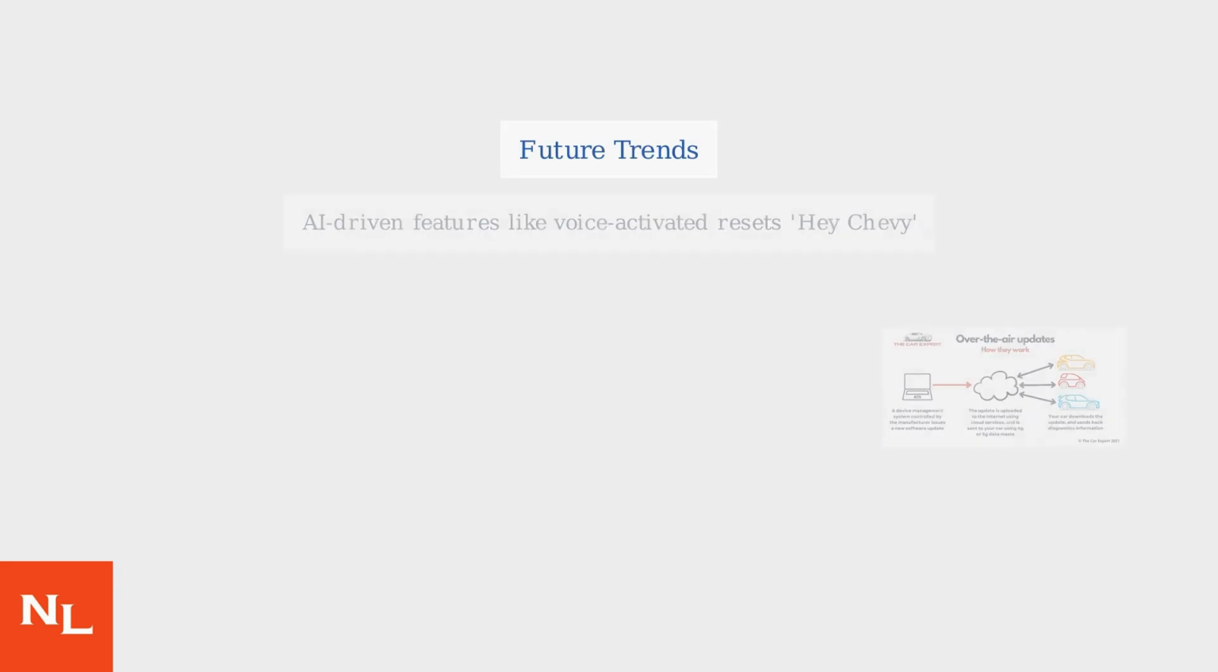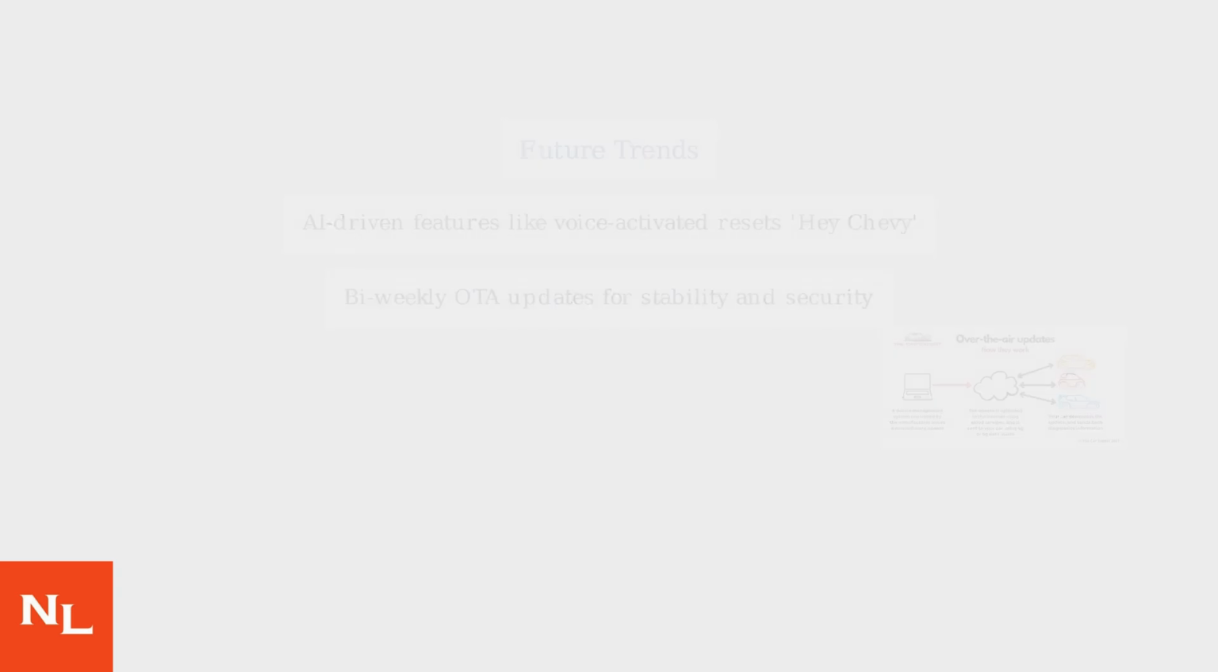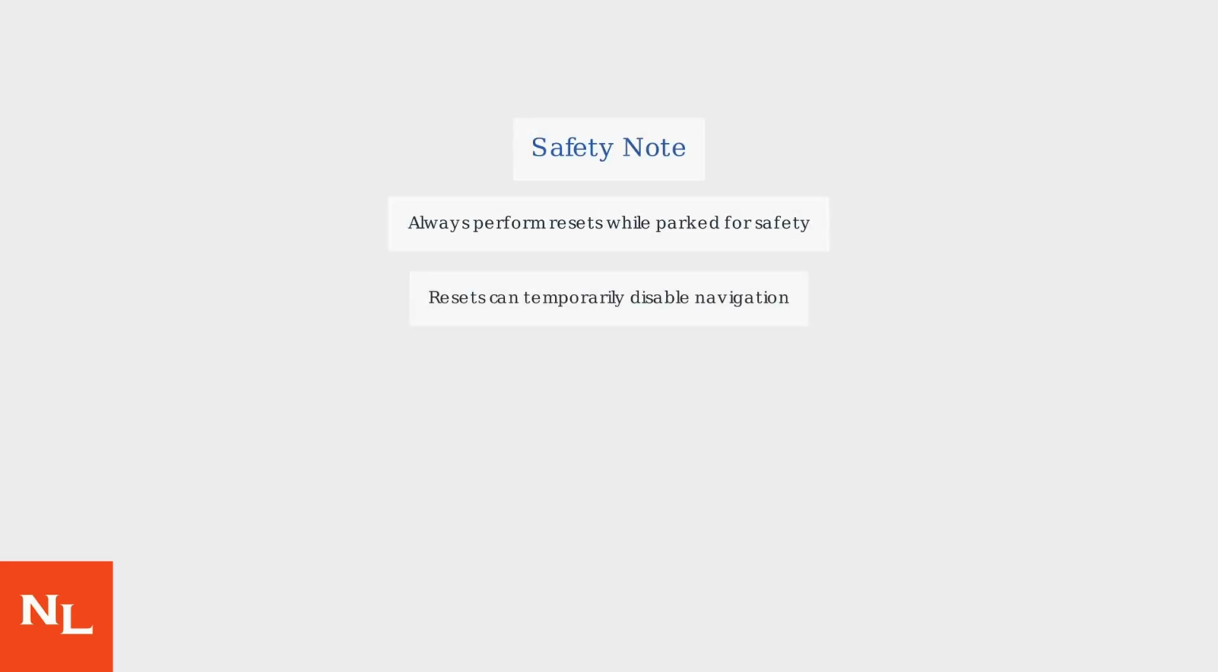Looking ahead, expect more AI-driven features like voice-activated resets, Hey Chevy, and proactive glitch detection. Over-the-air updates are becoming more frequent, with Chevrolet aiming for bi-weekly patches to improve stability and security. Always perform resets while parked for safety, as they can temporarily disable navigation.